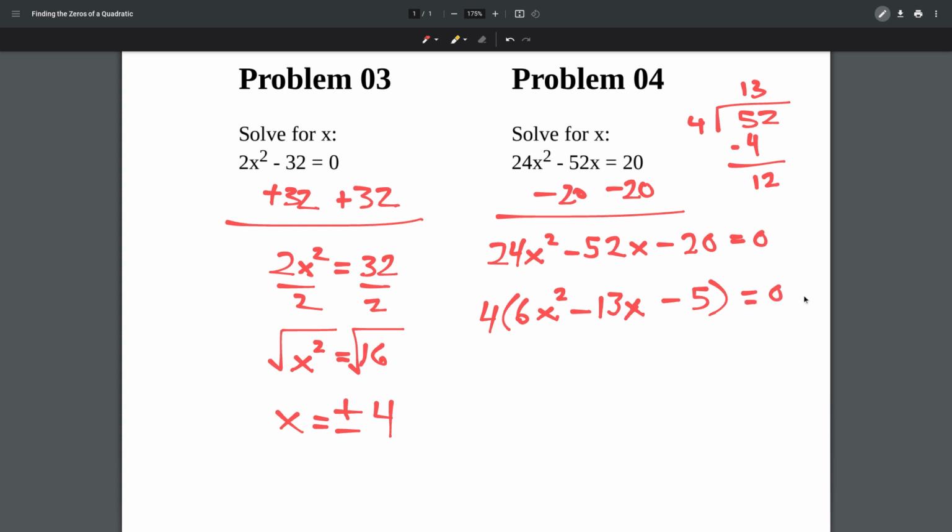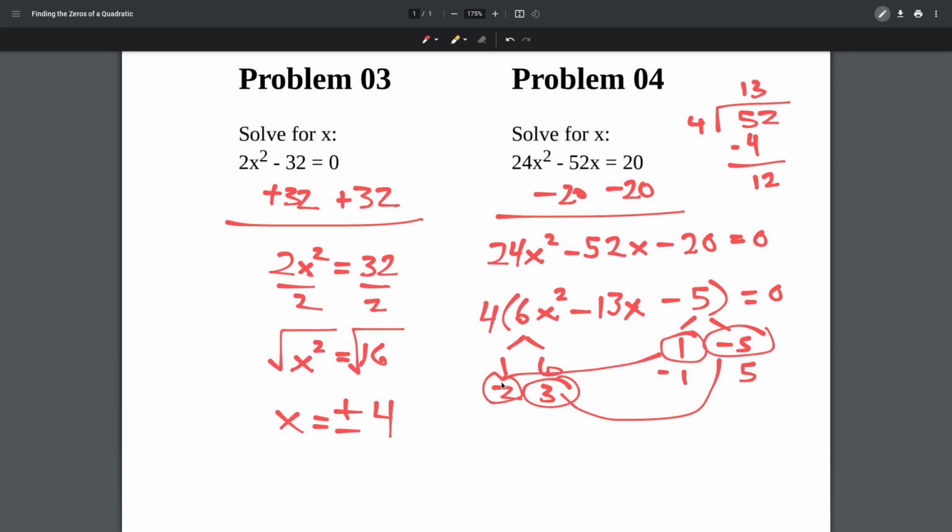Okay, so from here, I want to list out the factors of 6. Those are 1 and 6 and 2 and 3. Okay. And also the factors of negative 5, which are 1 and negative 5, and negative 1 and positive 5. And now I'm thinking, can I get a combination that adds to negative 13 when I add the two products? So if I do negative 5 times 3, that gives me negative 15. And then positive 1 times 2, that gives me positive 2. Negative 15 plus 2 is negative 13.